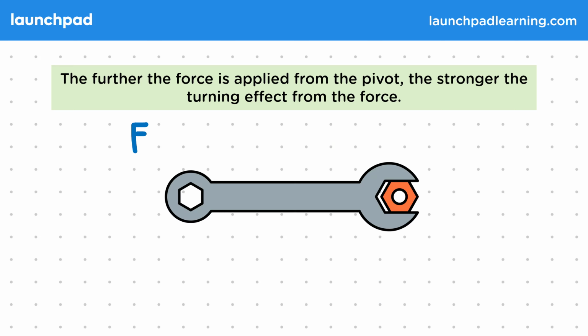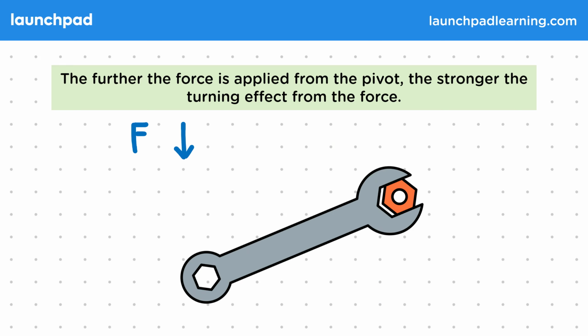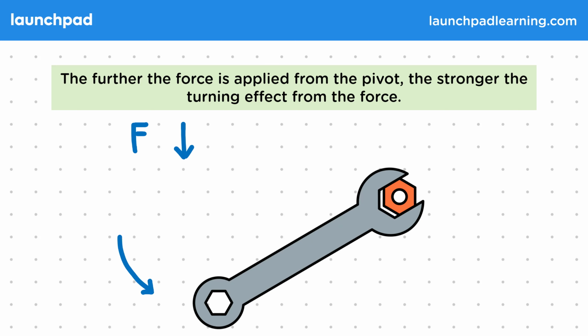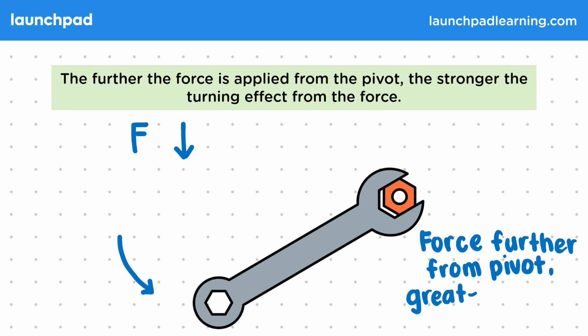When the force is applied as far as possible from the pivot, there is more rotation. And this is because the force is further from the pivot and there is therefore a greater turning effect. This affects the design of the wrench. Ideally, it would have a long handle so we can apply the force far from the pivot for more rotation. So what are some other examples of forces causing rotation?